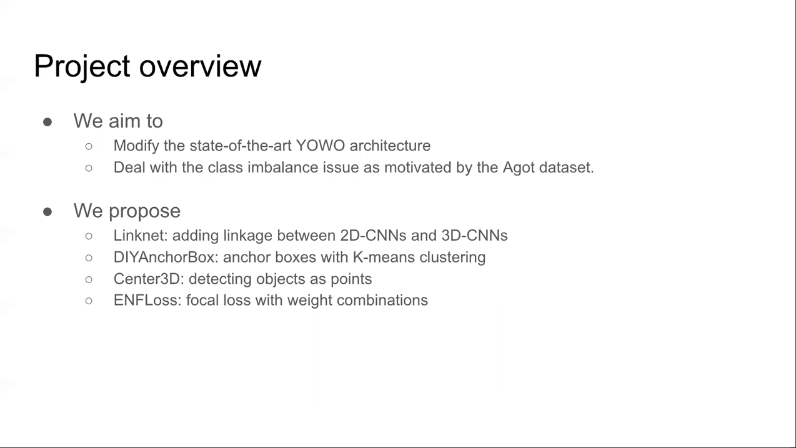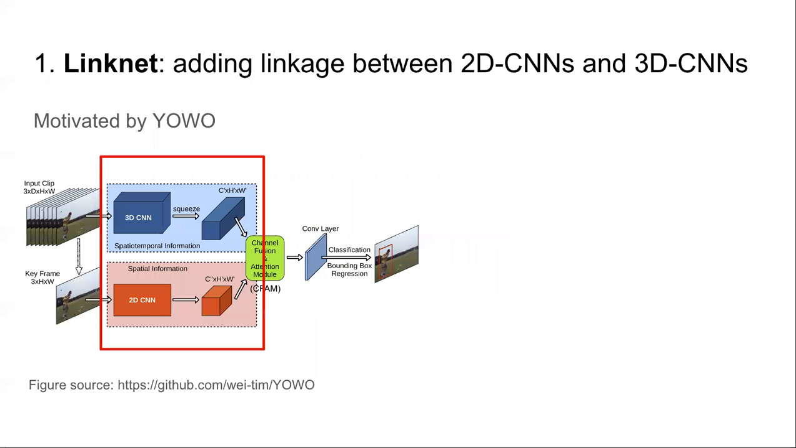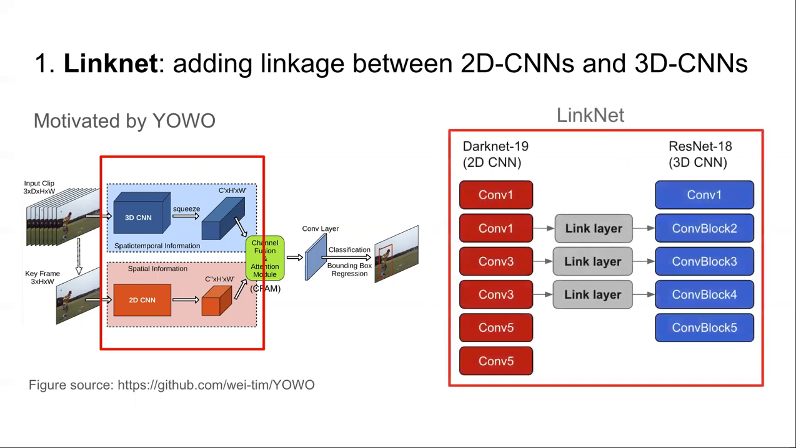Specifically, we are proposing the below several novel architectures. The first architecture we propose is called the LinkNet. In the YOWO, focusing on the middle part, the 2D CNN and the 3D CNN backbones do not have interaction during feature extraction. However, the spatial temporal features of previous frames are highly related to the spatial features of the keyframe. So we propose to modify the middle part by adding a linkage between the 2D CNN branch and the 3D CNN branch by adding several interaction layers between them.